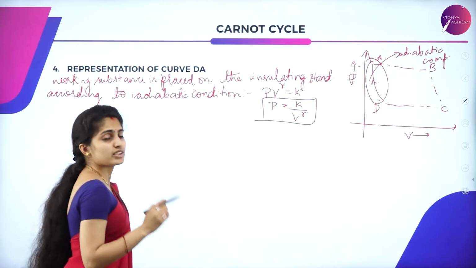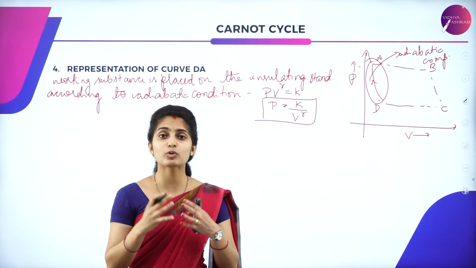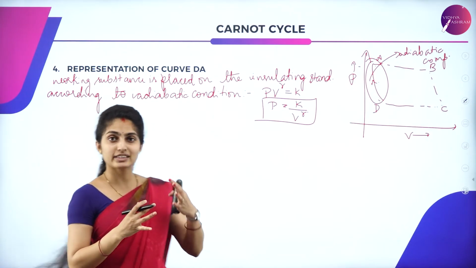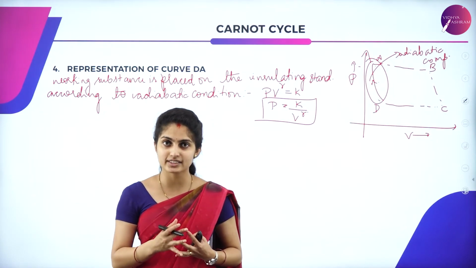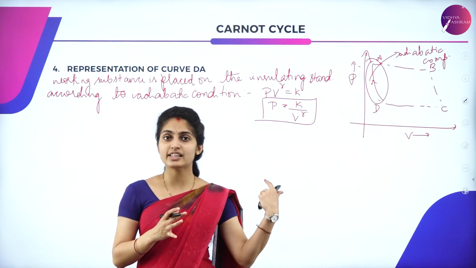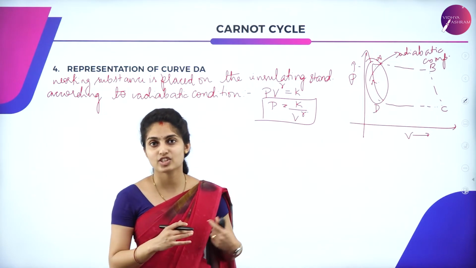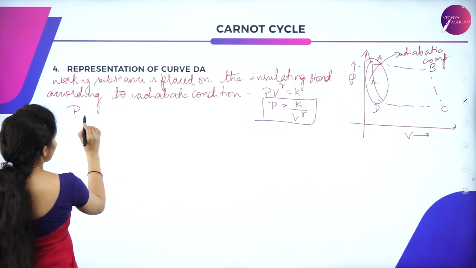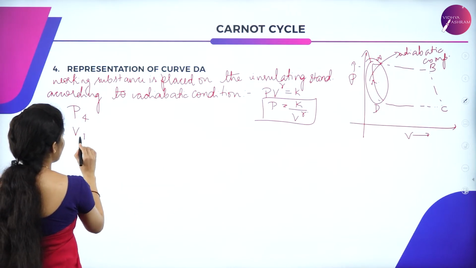Okay, this process is the same as when you keep the working substance on the insulating stand. Same way here also, the working substance is kept on the insulating stand. There you get adiabatic expansion. Similarly, now you get adiabatic compression in this case. So here we have pressure P4, volume V4 and temperature T2.